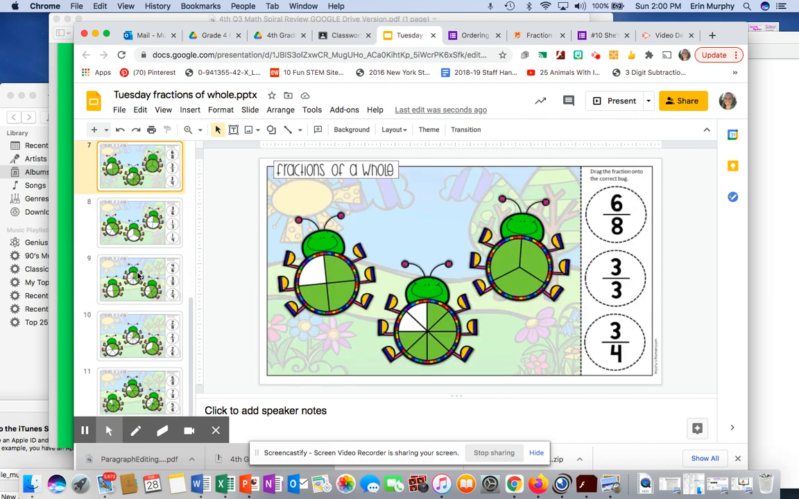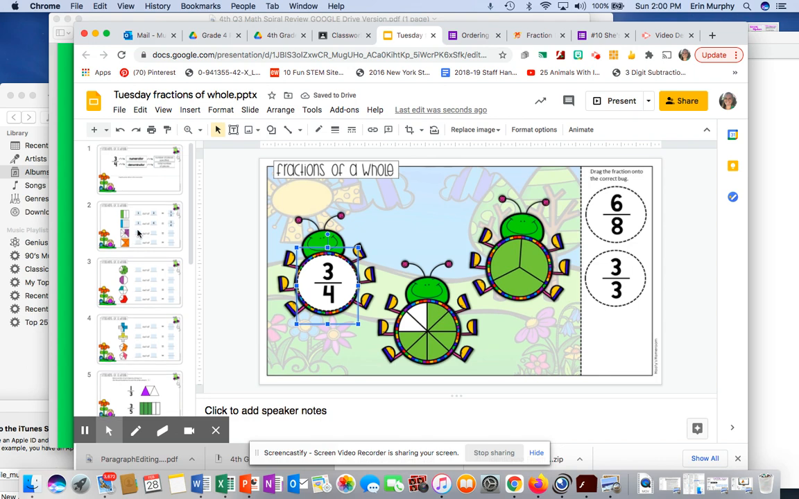On the 7th through 11th, what you're doing is you're seeing a picture and dragging the correct fraction over. So here I see 1, 2, 3 pieces shaded out of 1, 2, 3, 4. So that would be 3/4. So I'm going to drag 3/4 over to this bug. Okay, so I'm going to have you do the rest of these on your own. I hope this video helps.